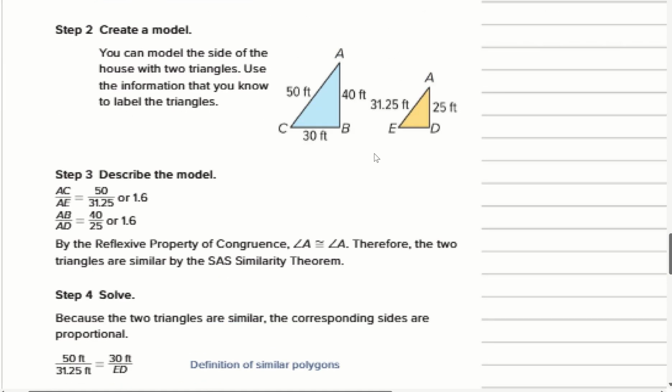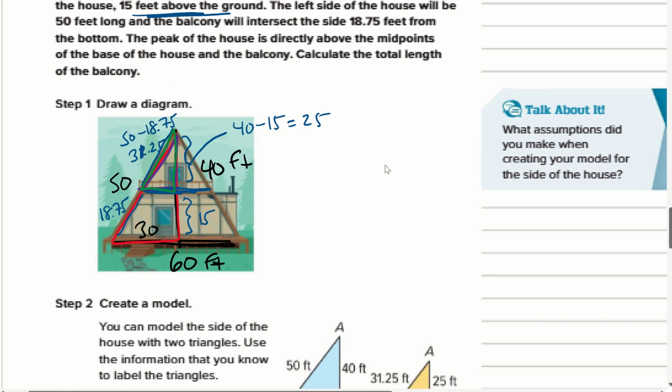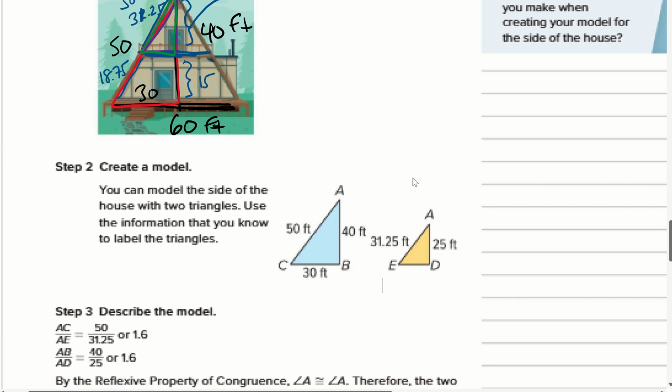Step 3, describe the model. So here we're looking for, calculate the total length of the balcony. So we want the total length of the balcony, which is this length right here, right? We want to figure out that total length. And so if I get this side right here, the X side, I can double it and get the total length of the balcony because these are both X, right? So hopefully that makes sense.